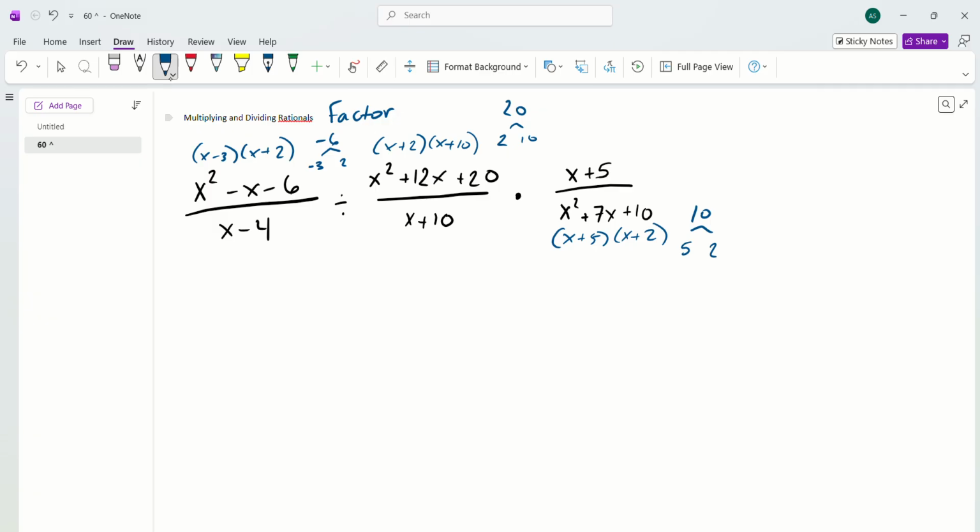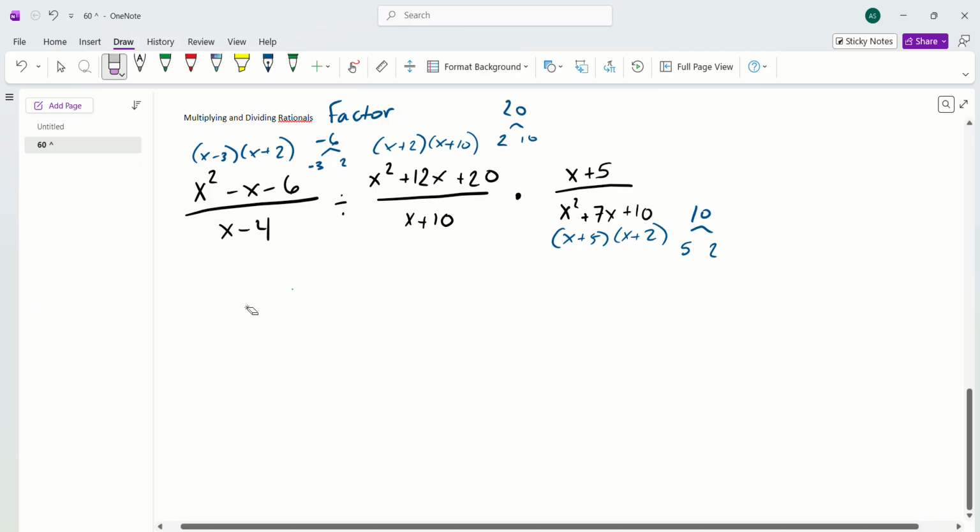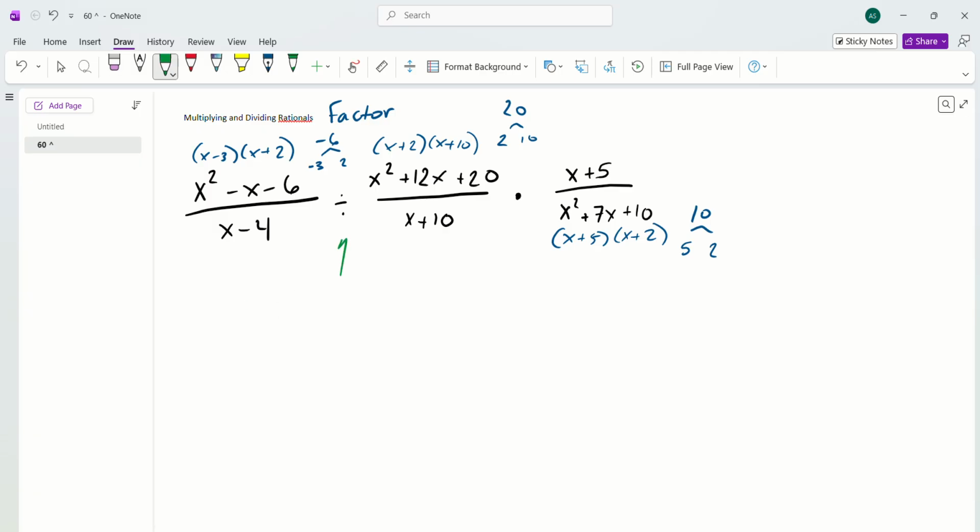From here, after I factor, I'm going to remember what I'm supposed to do with fractions when I'm dividing and multiplying. If you remember from class, we talked about when you're dividing fractions, it's a KCF problem. So you're going to keep the first fraction, you're going to change the division sign to a multiplication sign, and you're going to flip the second fraction. Okay, so let's go ahead and do that.